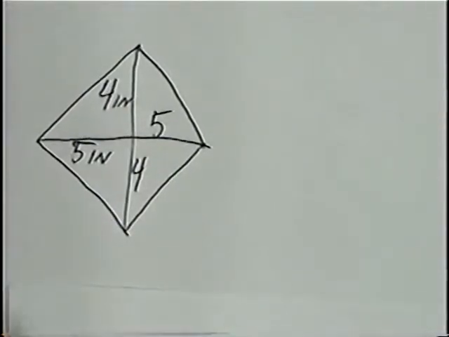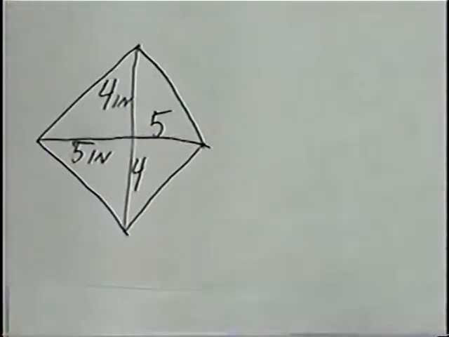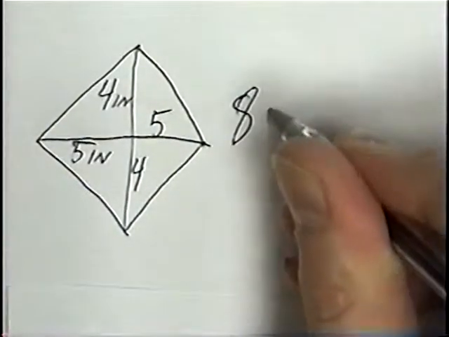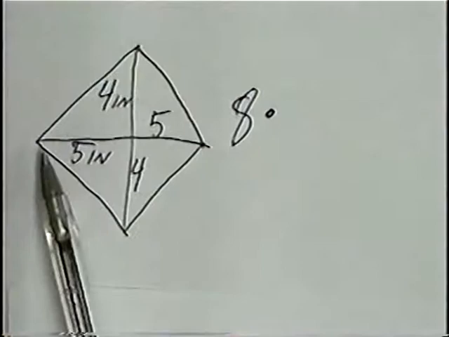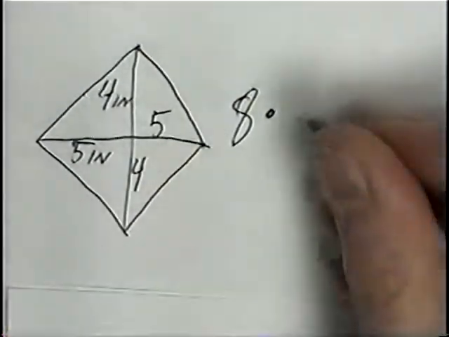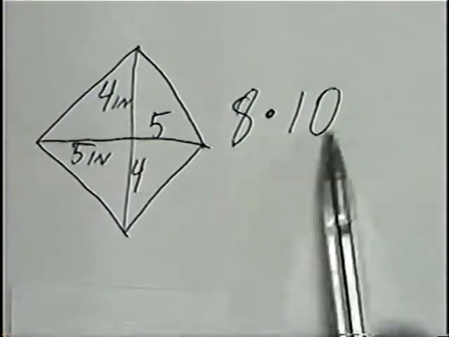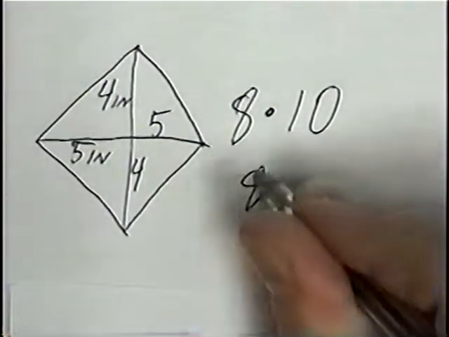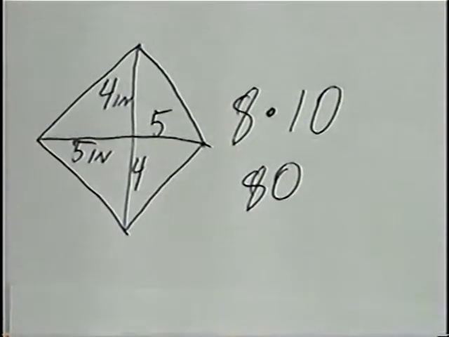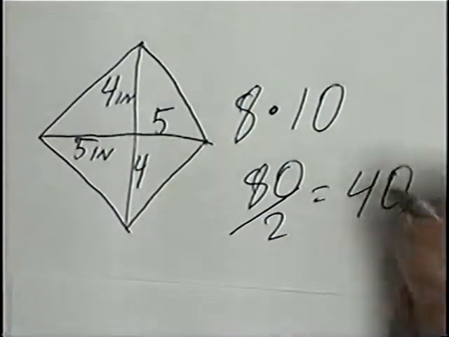Finding the lengths of the diagonals, going from top to bottom, if it's 4 and 4, that would be a distance of 8. And multiplying by the diagonal going left to right, 5 and 5 would be a distance of 10. Multiplying, 8 times 10 would be 80. And the formula again, multiplying by 1/2 or dividing by 2, would give us the answer of 40.